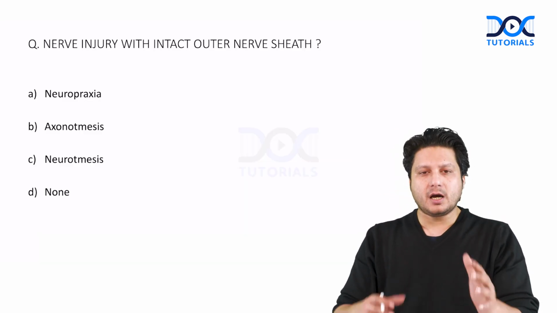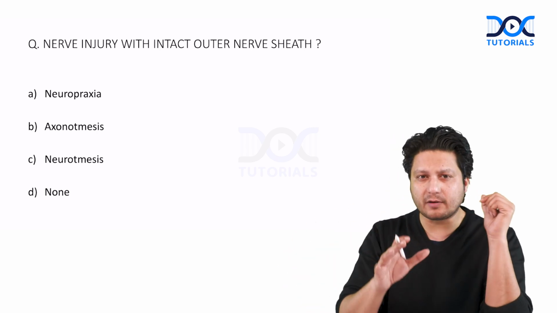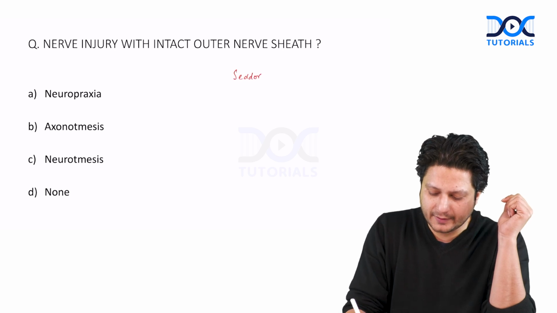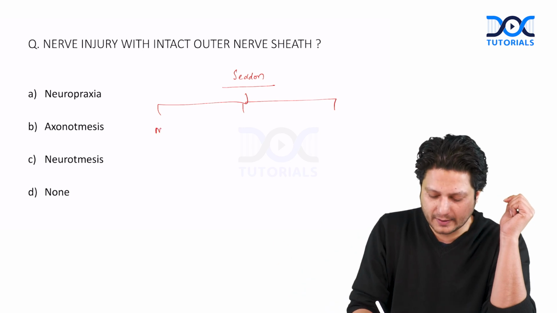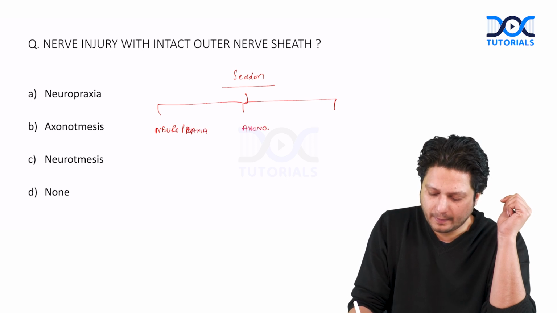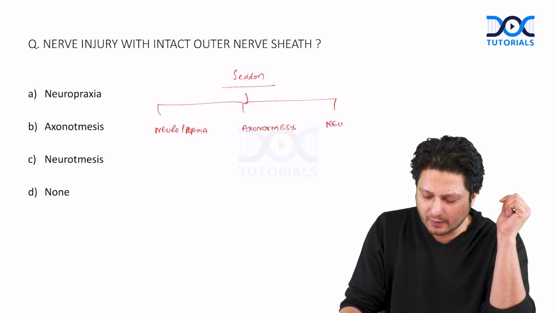Next, nerve injury with intact outer nerve sheath. Now all of you know that the nerve injury classification is Seddon's classification. Seddon has classified nerve injuries into three types: one is neuropraxia, the other is axonotmesis, and the third is neurotmesis. Now in neuropraxia, what is happening? There is no anatomical disintegrity in the nerve.